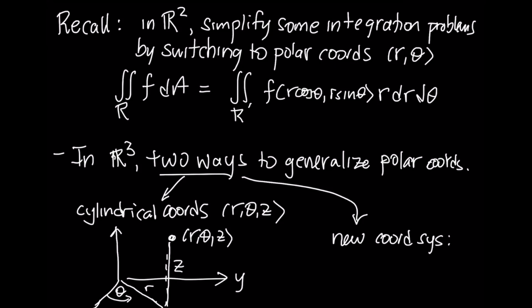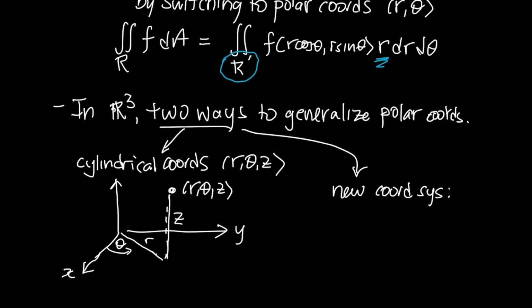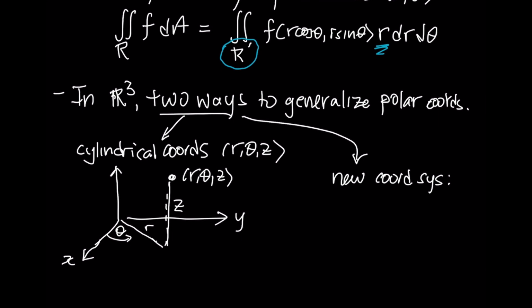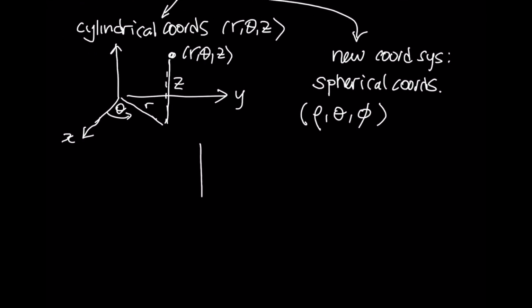Recall that in R2, it's possible to simplify some integration problems by switching into polar coordinates. In R3, there are two ways to generalize to polar coordinates. We've already discussed the cylindrical coordinate system, but today we're going to talk about a new coordinate system called spherical coordinates. Spherical coordinates have two angles, theta and phi, and one radial coordinate that we're going to call rho.